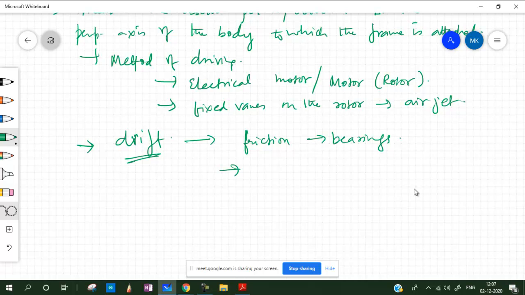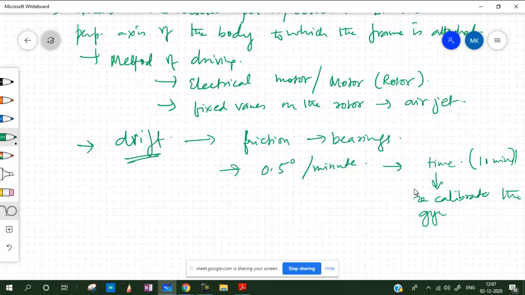and the drift we generally measure, let's say, 0.5 degrees per minute, which means, let's say roughly if it's 10 degrees, then we have around 10 minutes or something like that. After some time, let's say 10 minutes, we may have to recalibrate the gyro instrument.